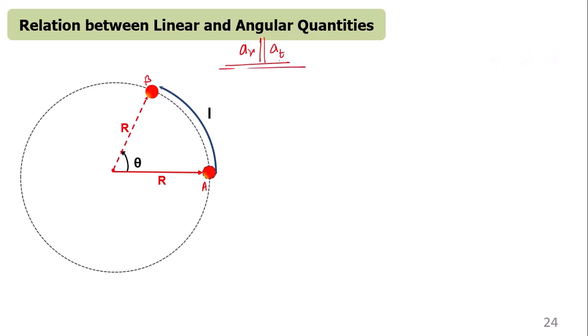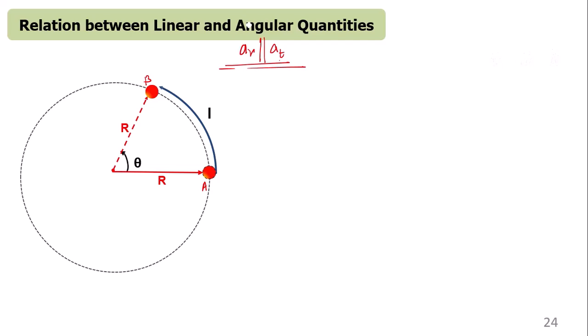Now why will AT come? Because if I say the speed of the particle is changing, that means now the AT will come. And AR is always there. Why? Because the particle is changing its direction. Since the direction is being changed, AR is always there. I cannot change that.